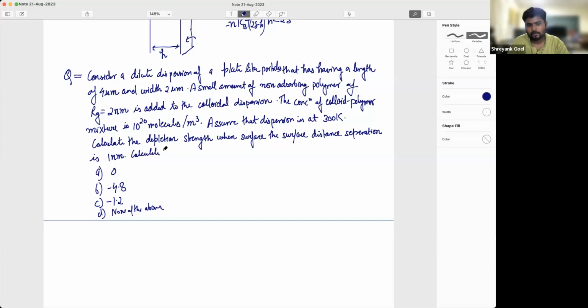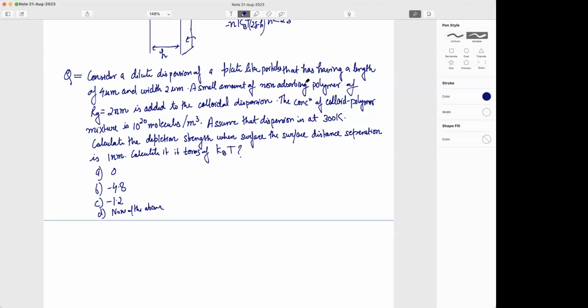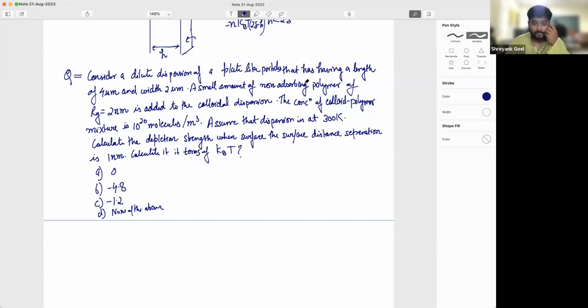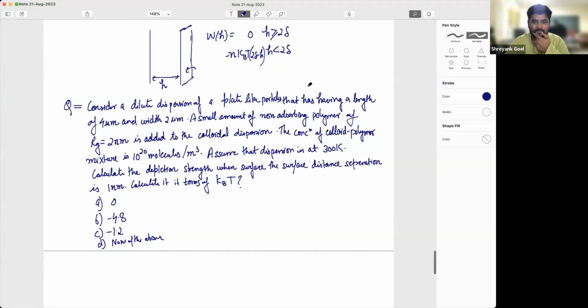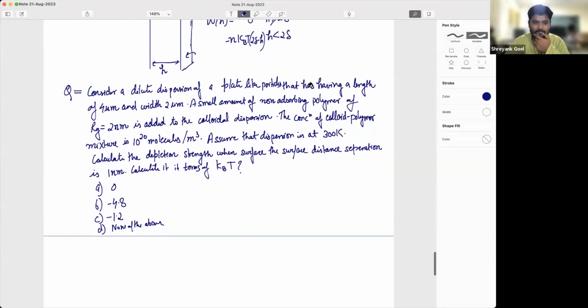So you have to calculate this in terms of kBT. Whatever you get from the interaction, just divide by kBT. The answer will be negative, right? Yes, that for sure. So you can take some time to solve it, then we'll discuss its solution.